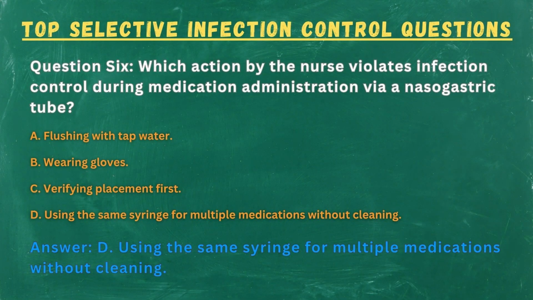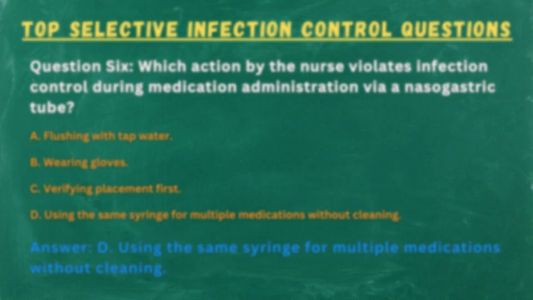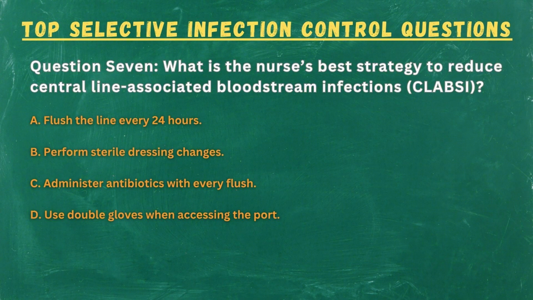Answer. D. Using the same syringe for multiple medications without cleaning. Question 7. What is the nurse's best strategy to reduce central line-associated bloodstream infections, CLABSI? A. Flush the line every 24 hours. B. Perform sterile dressing changes. C. Administer antibiotics with every flush. D. Use double gloves when accessing the port.